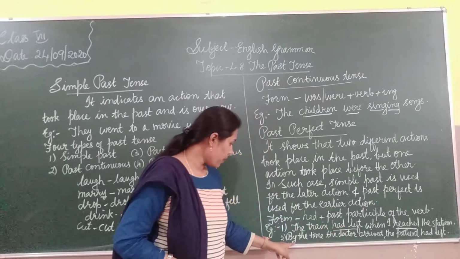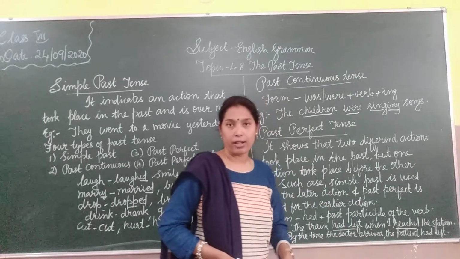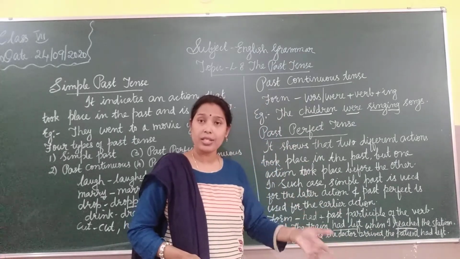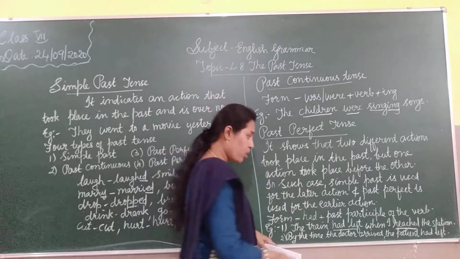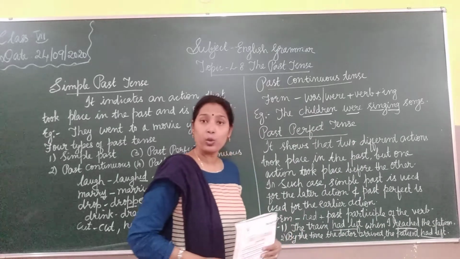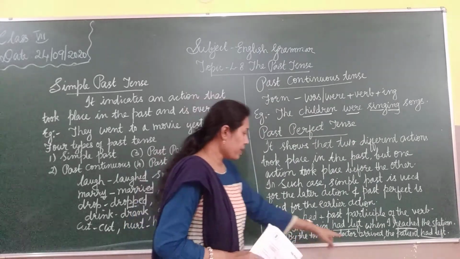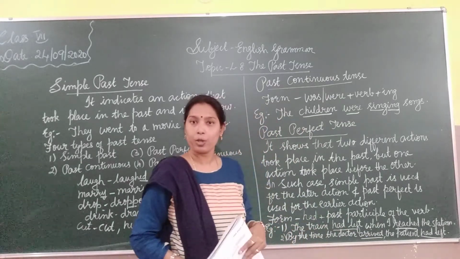Okay. Next example. By the time the doctor arrived, the patient had left. So when the doctor reached, that time already the patient had left. Already happened. So this is the first thing that happened, right? So there we have to use past perfect tense, and for the second that happened we have used simple past tense. Okay, children?